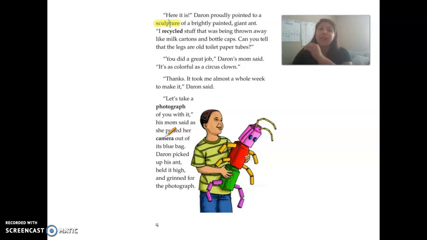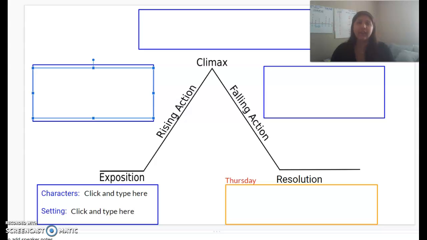Like what happened at the beginning of the story, what happened at the point of the story, and the following action, and all that fun stuff. So I want you to take a look at this. This is called a plot mountain. We have used it at the beginning of the school year in 4th grade, but I would like to go over it one more time.